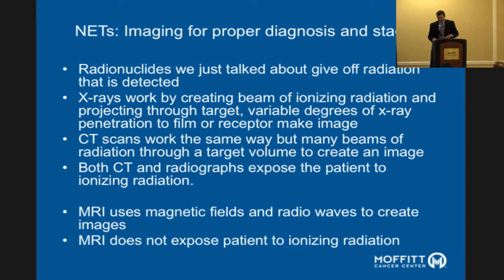A CT scan is essentially the same concept, but there are multiple radiation sources and detectors on a big cone. It spins around you and you move through the tube. So it's the same concept, except you're scanning a volume and making a volumetric picture. But both of them involve the same thing, X-rays or ionizing radiation, to make pictures of your body.